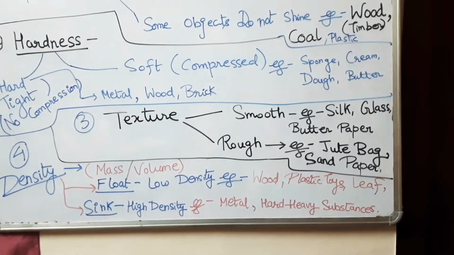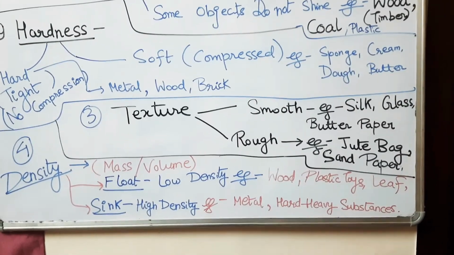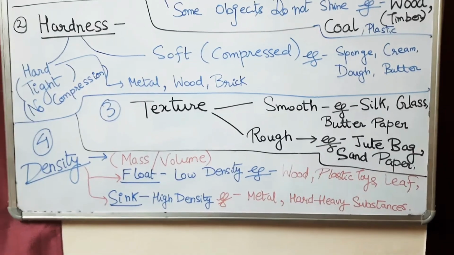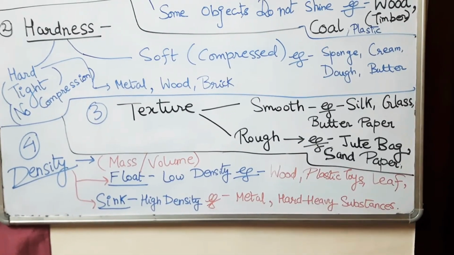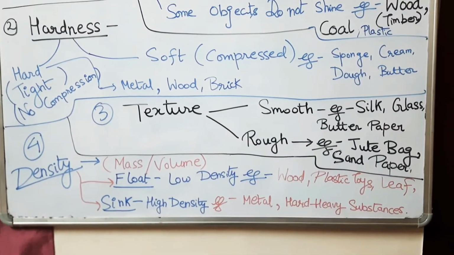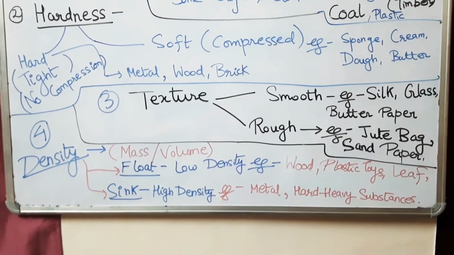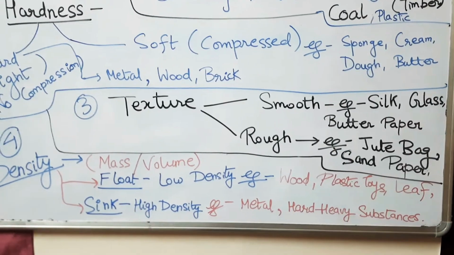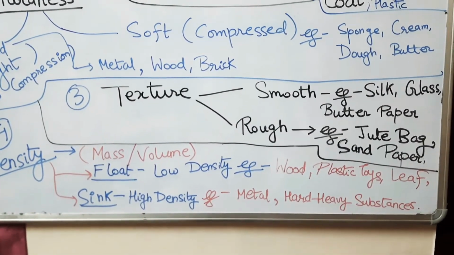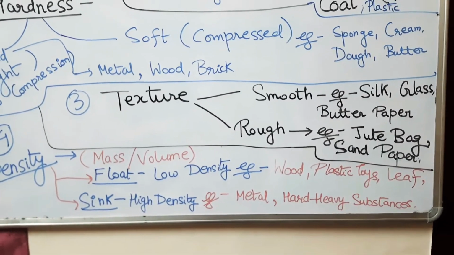Some glass is rough also, but generally glasses are shiny and smooth. Density is mass upon volume. What is density? Density is the mass upon volume. If the density is low, then the material will float on the liquid.